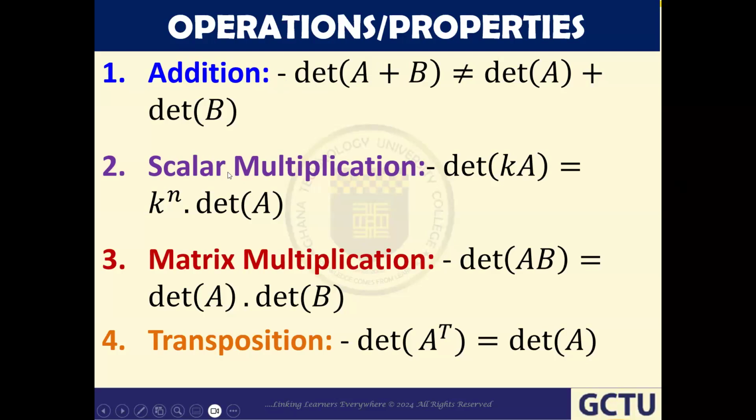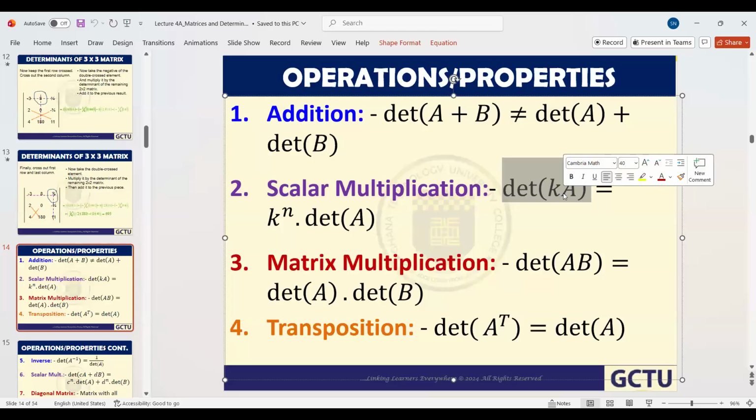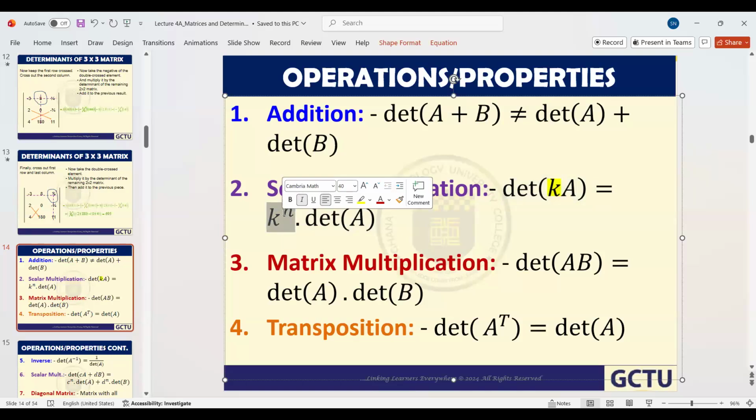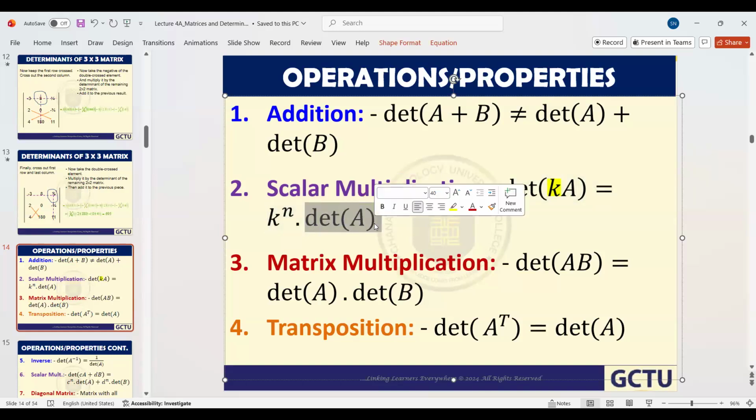The second one, I always ask a question in our MCQs on this: when you are asked to find the determinant of a matrix multiplied by a constant, take that constant and raise it to the dimension of the matrix. The n here stands for the dimension. So if it's 3 by 3, n is 3. If it is 4 by 4, n is 4. And then multiply by the determinant of the matrix itself. So this is the second property of determinants.